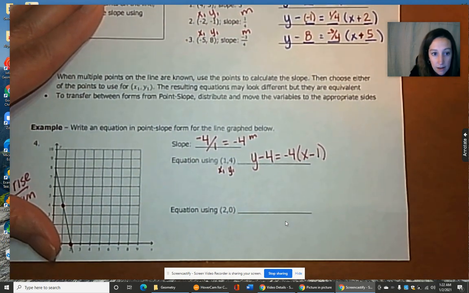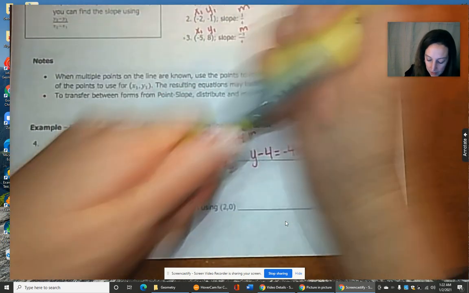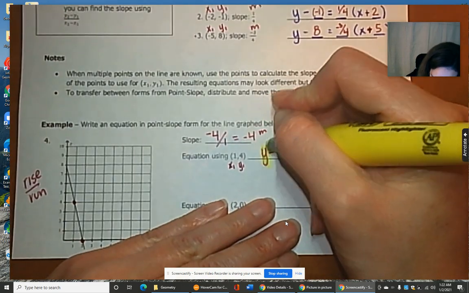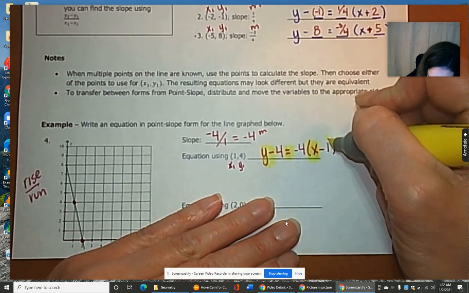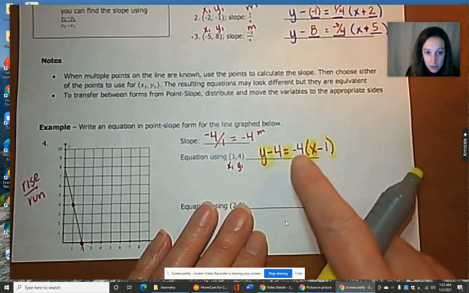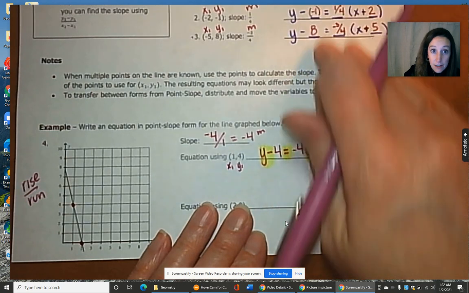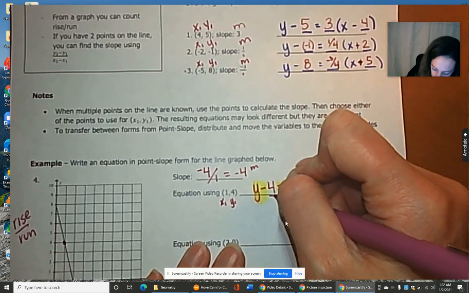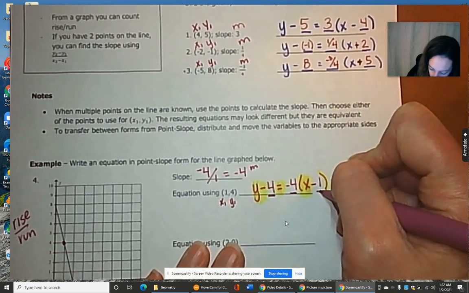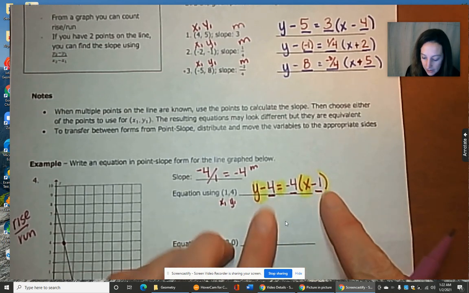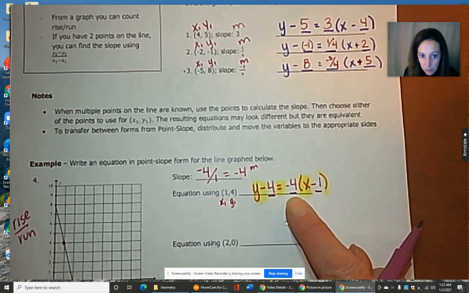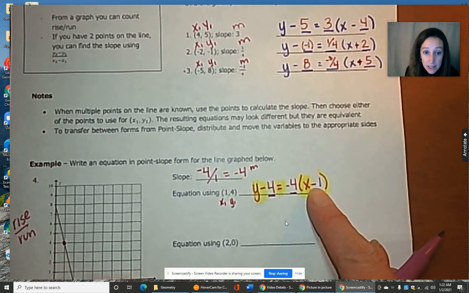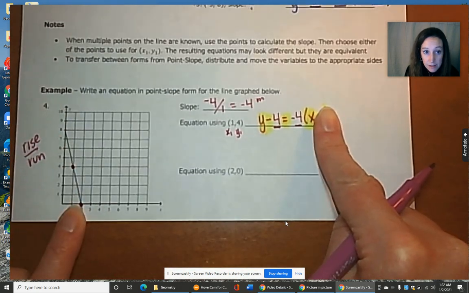Right? Again, I am keeping the y minus, equals, x minus all the same every single time. I'm just swapping out this value and this value. I got these two values from the point, and this value is my slope. This is the equation for this line.